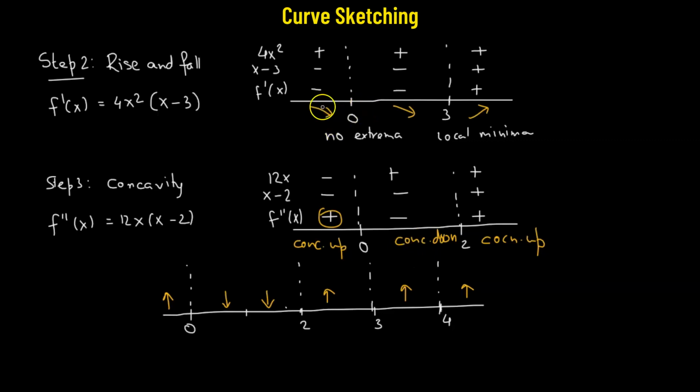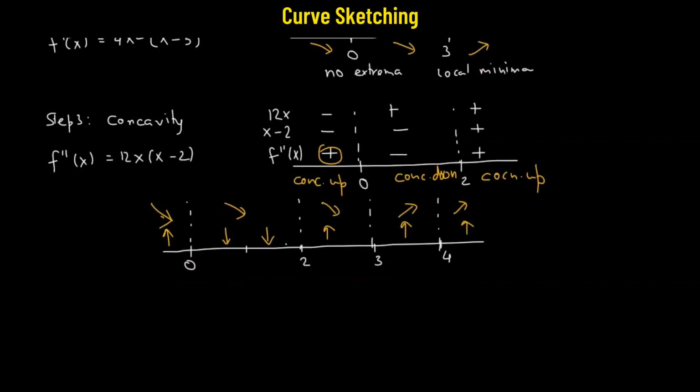Now let's talk about the rise and fall. That means the increasing and decreasing nature of the function. So for all values less than 0, we'll have a decreasing function. For values lying between 0 and 3, we'll have a decreasing function. So here we'll have a decreasing, here we'll have a decreasing as well. For values greater than 3, this will be increasing.